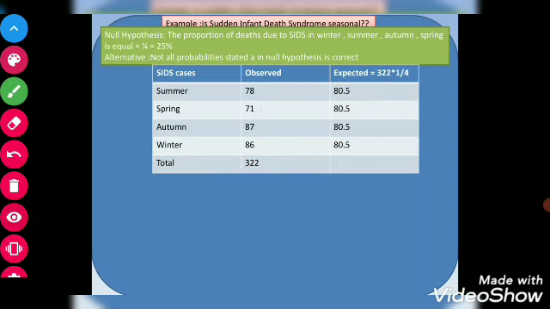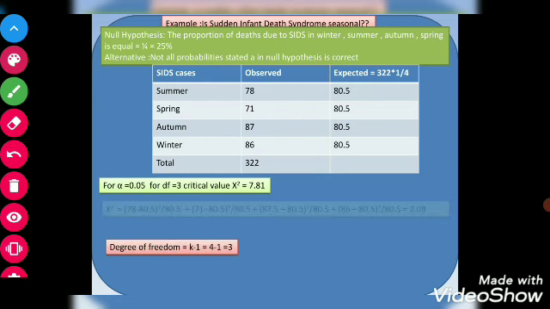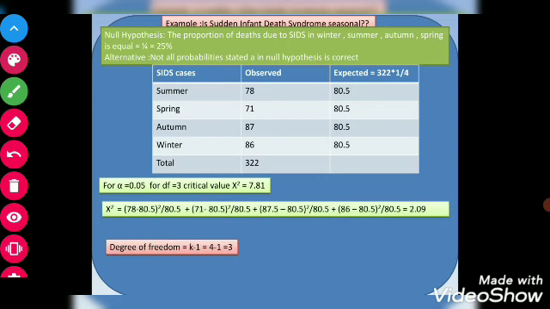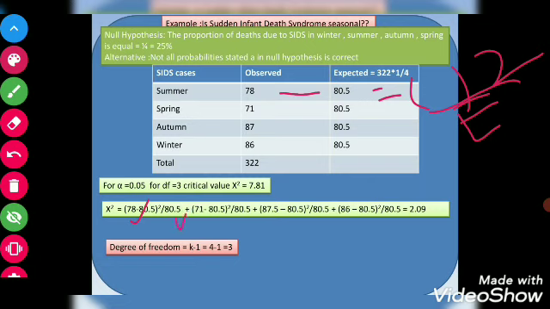So we will calculate the chi-square value, and it is telling 7.81. How? No, sorry, it is telling the critical value. So how will you calculate the chi-square value? Here you can see 78 minus 80.5, and that difference will be squared and divided by expected. So here you can see this is the difference, and that has been squared and divided by the expected frequency. Similarly for the second season, third season and fourth season, and finally you got the value of chi-square as 2.09.